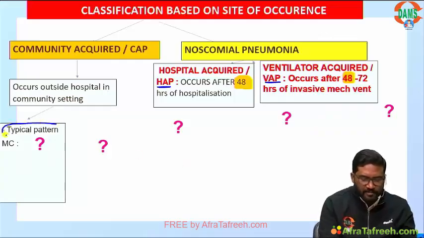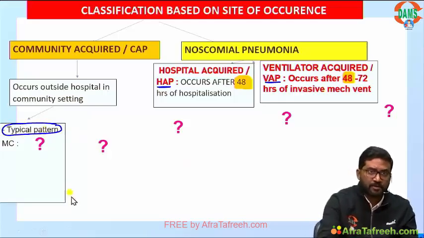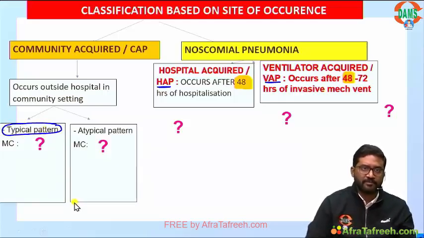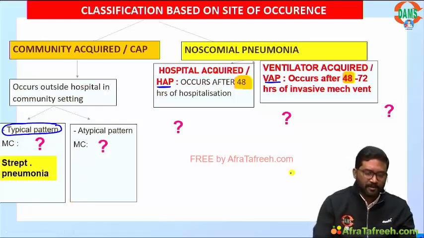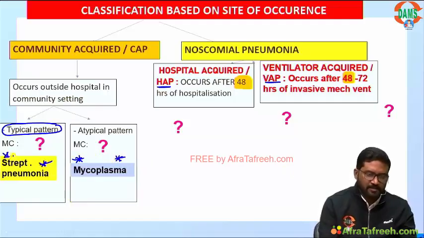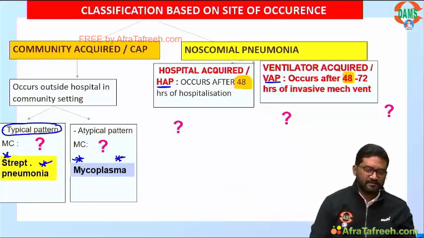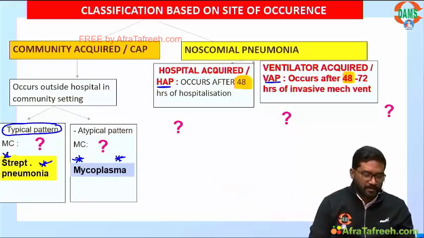Then coming to the most common cause of typical pneumonia, again CAP in the community. What should be your answer? Streptococcal pneumonia. Whereas the most common cause of atypical pneumonia, your answer should be mycoplasma. Right now our Chinese neighbors are having mycoplasma pneumonia in excess. So you should know about mycoplasma.